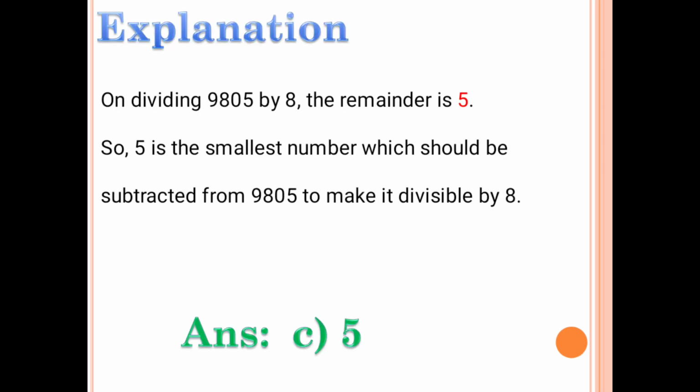So on dividing 9805 by 8, the remainder is 5. So 5 is the smallest number which would be subtracted from 9805 to make it divisible by 8. So what is the option? 5. Okay, here we discussed both the shortcut method as well as the direct method.